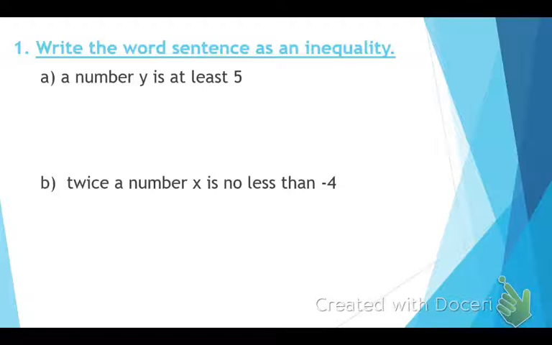It says to write the word sentence as an inequality. Remember, an inequality just means that we're going to have some kind of an inequality symbol. All right? So, who can help me with the first one, A? A number y is at least 5. Zion, what should I write? Y is greater than or equal to 5.